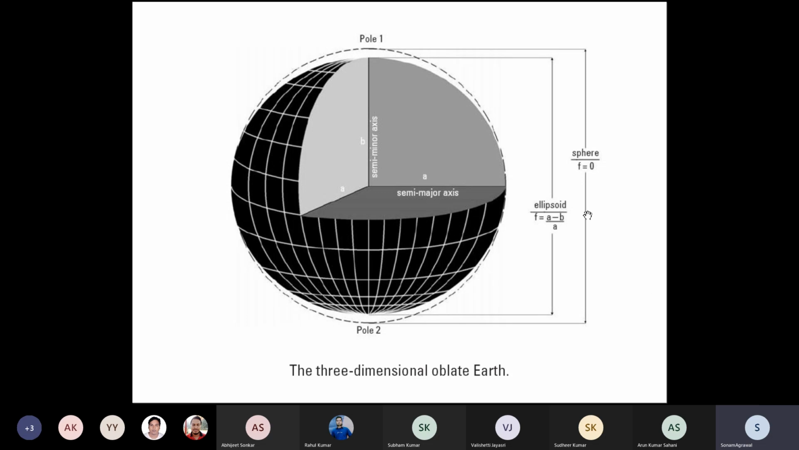Then flattening. So we need to define flattening for the sphere. Flattening will be 0. So there will not at all be any flattening in case of the sphere. But when we talk about the ellipsoid, there is a flattening. And for the Earth also, there is a flattening. The value of this f is given as a minus b upon a, where a is the semi-major axis and b is the semi-minor axis over here. Okay, so you need to draw this figure in your notebook. First draw this figure and then we will continue.